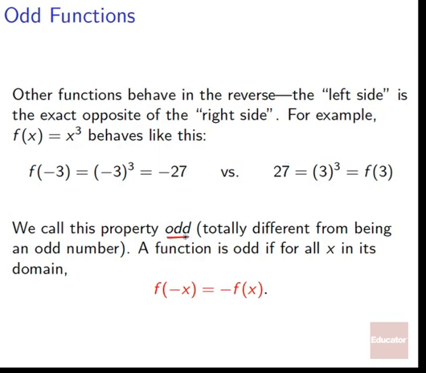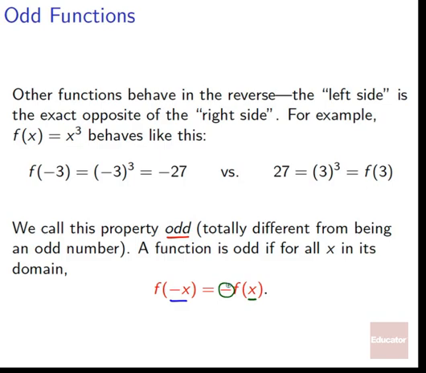A function is odd if for all x in its domain, f of negative x is equal to negative f of x. That's a little confusing to read, but what that means is if we plug in negative x, then that's going to give us the negative version of if we'd plugged in positive x, right? So if we plug in a negative number, then we plug in a positive number, the outputs that come out of them will be positive, negative opposites, right? One of them will be positive, the other one will be negative.